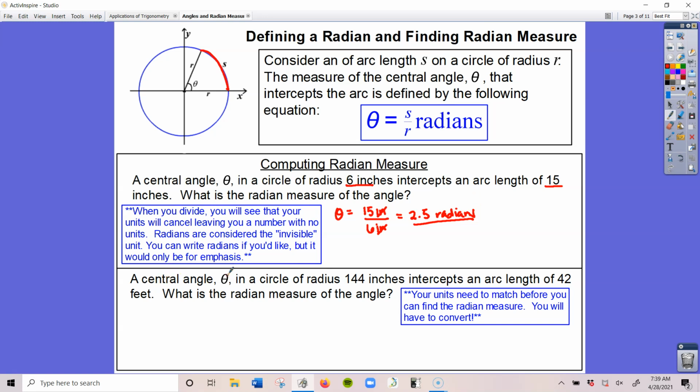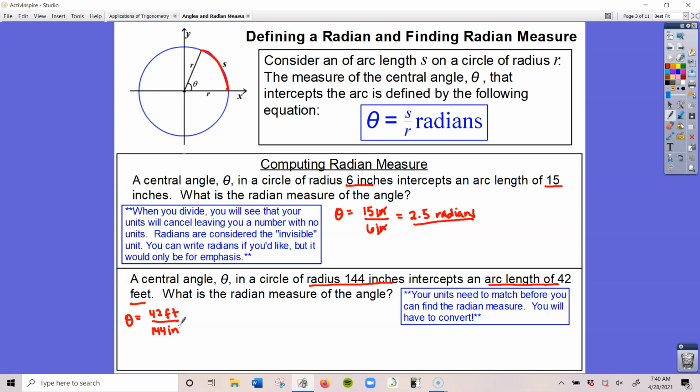A central angle theta in a circle of radius 144 inches intercepts an arc length of 42 feet. What is the radian measure of the angle? In order to figure out the radian measure, we need to divide the arc length, which is 42 feet, by the radius, which is 144 inches.